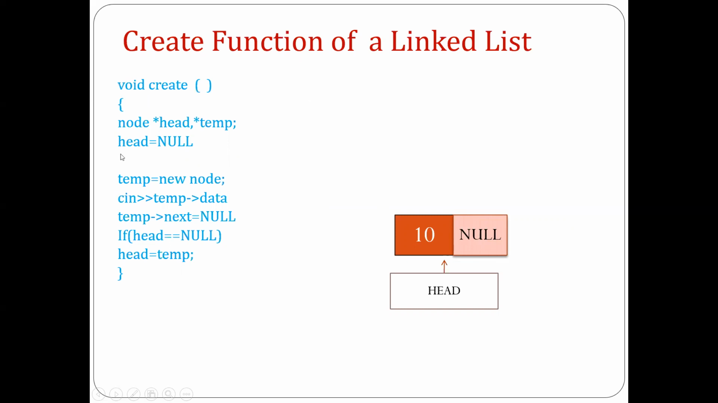For the linked list creation, I'm initializing head is equal to null, which means initially we are assuming the list is empty. Then I have created the same node: temp is equal to new node, scanf temp data, temp next is equal to null. That means I have created this node. After creating this node, what do we have to do? We have to attach this node as the first node in the linked list, so we have to mark this node as the head node.